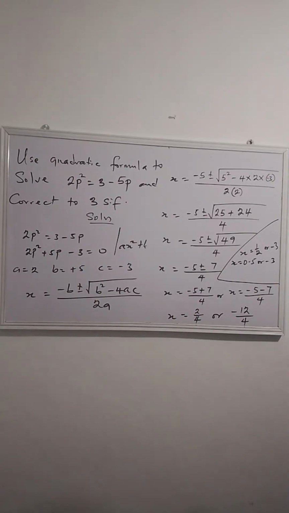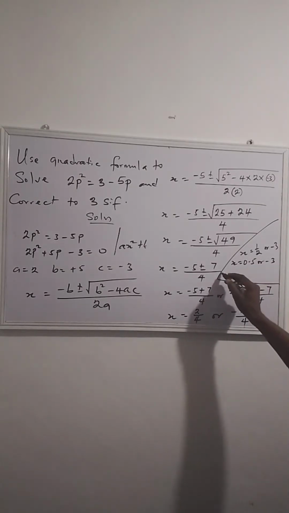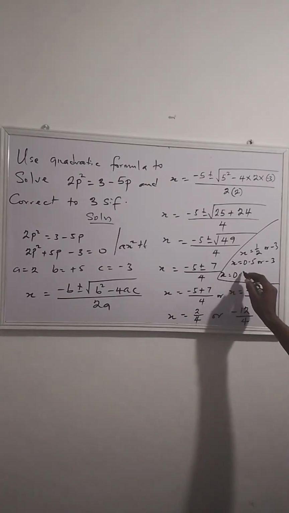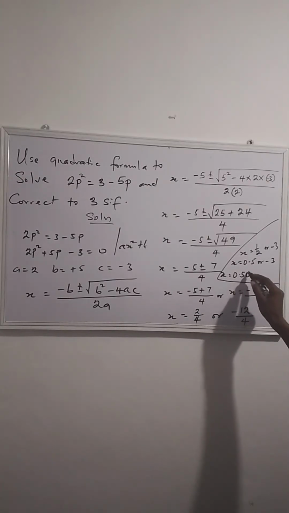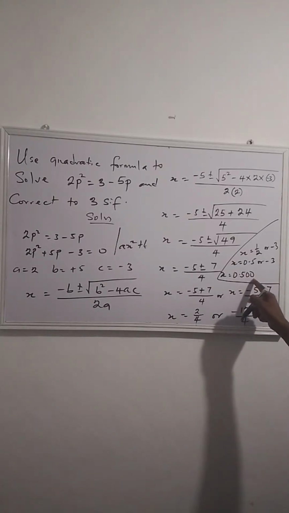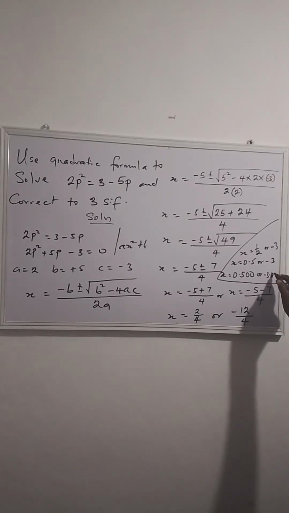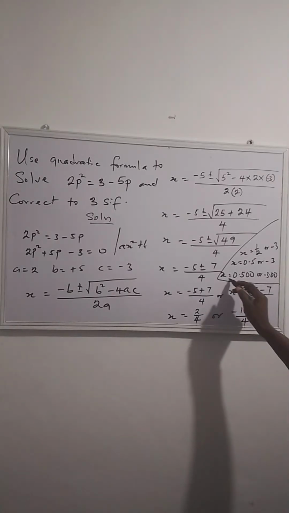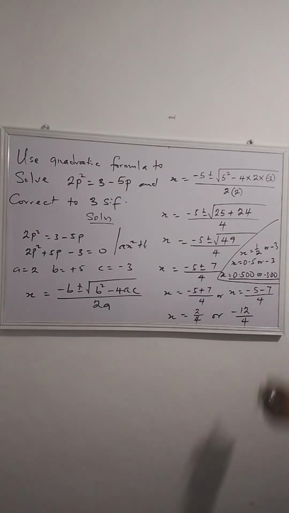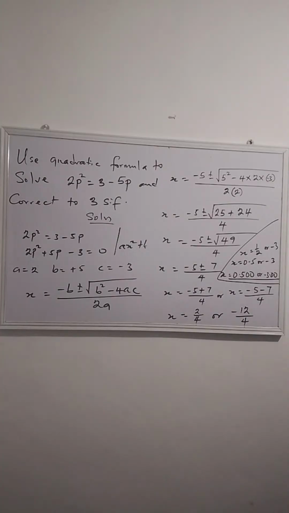But the question asks you to express your answer correct to 3SF. So to put this in 3SF, x will be 0.500, because we start counting from here, 1, 2, 3, or minus 3.00. So this is going to be the answer to that problem. This is 3SF and this is also 3SF.